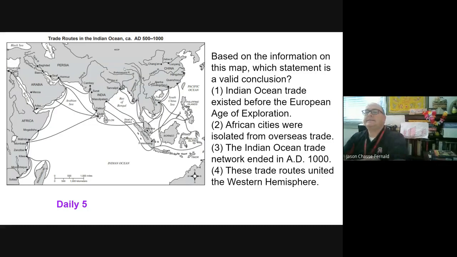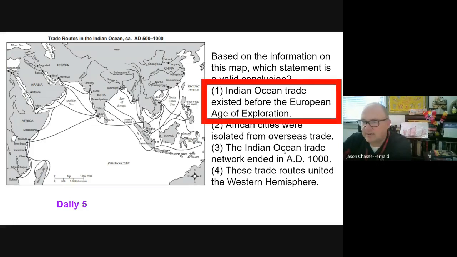Last, based on the information on this map, which statement is a valid conclusion? So take a moment. Walking back, hopefully you got the correct answer was 1. Indian Ocean trade existed before European age of exploration. Of course, that is referencing post-Vasco da Gama. So 1497 da Gama, really 1500s. That was the European age of exploration.